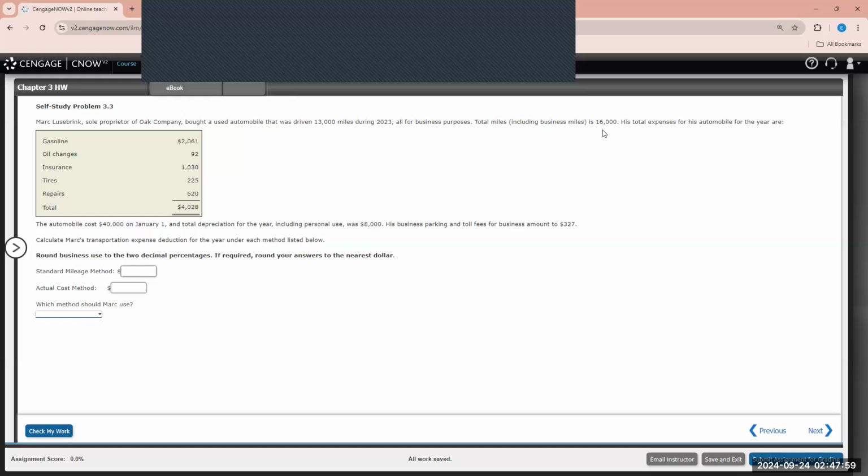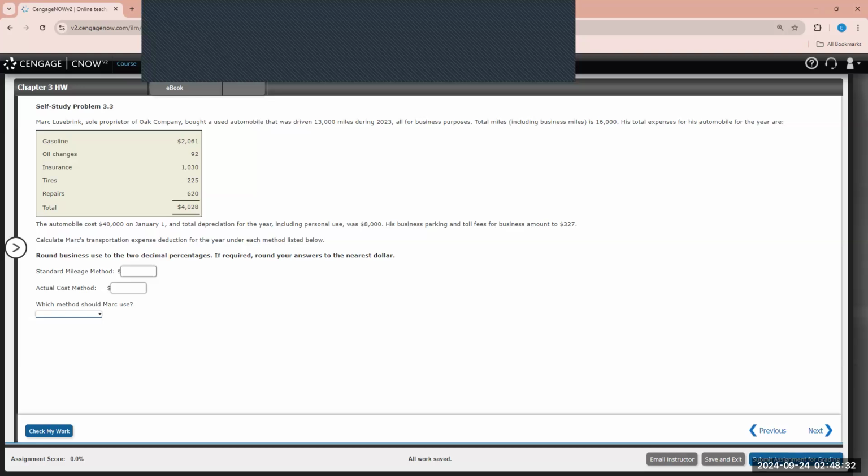So his total expenses for his automobile for the year are gasoline, oil changes, insurance, tires, repairs, total. It says the automobile cost $40,000 on January 1st, and total depreciation for the year, including personal use, was $8,000. His business parking and toll fees for business amount to $327. So it wants us to calculate Mark's transportation expense deduction for the year under each method listed below.